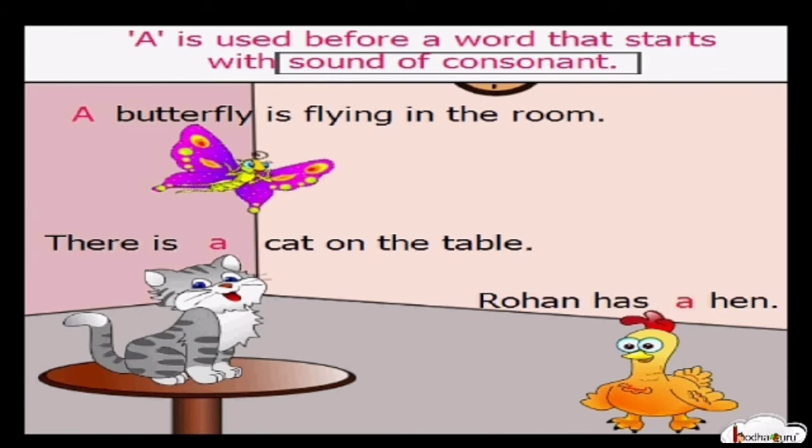A butterfly is flying in the room. Here b is the consonant sound. There is a cat on the table. In the spelling of cat, c is the consonant. Rohan has a hen. Here h is also a consonant.